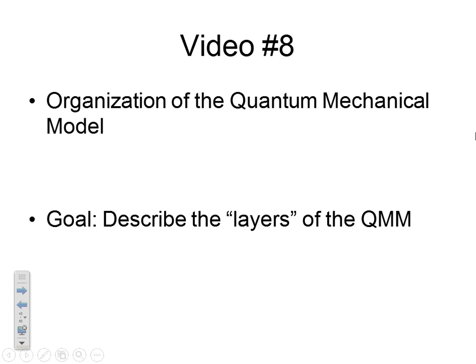It's the one that we still use, specifically about what I like to call the organizational structure of the quantum mechanical model. So our goal for this is to be able to describe the layers, especially compare and contrast how these layers of the quantum mechanical model are different from Bohr's model, and some things that are the same between them. The compare and contrast is a big thing.